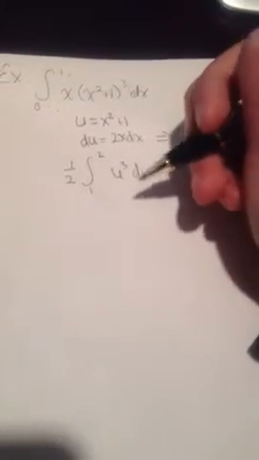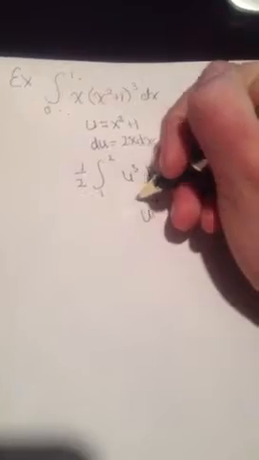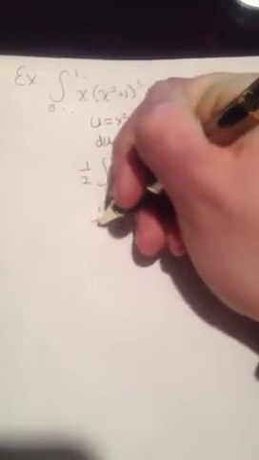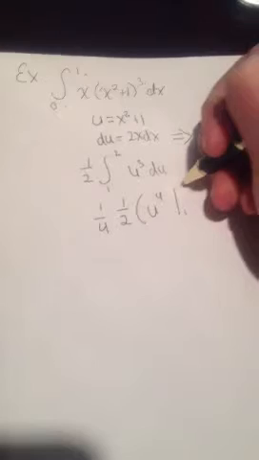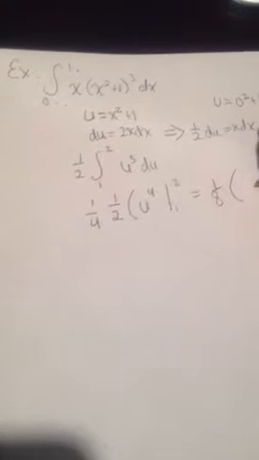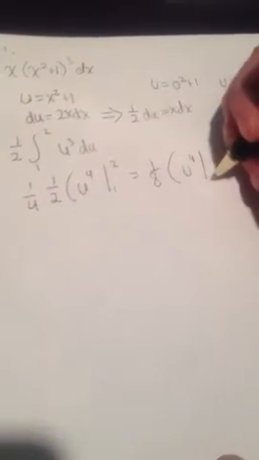We take the antiderivative, and we get u to the fourth times the 1/2 and times the 1/4 from the antiderivative on the integral 1 to 2. This is going to give us 1/8 with u to the fourth still on the integral 1 to 2.